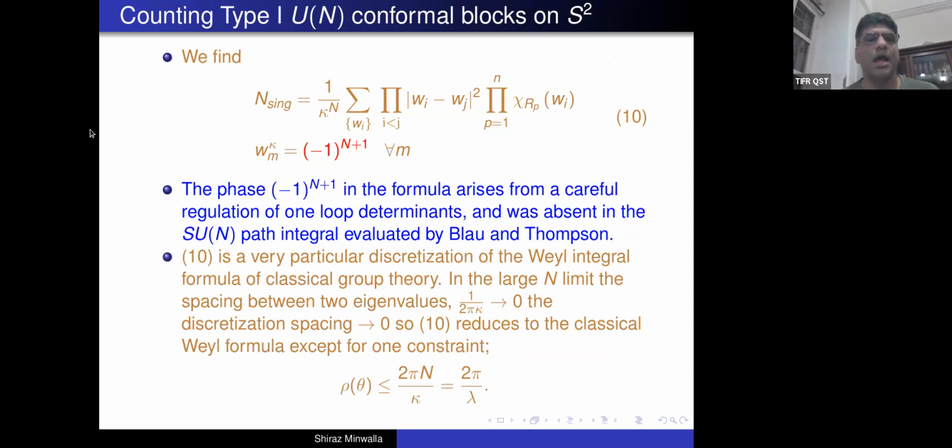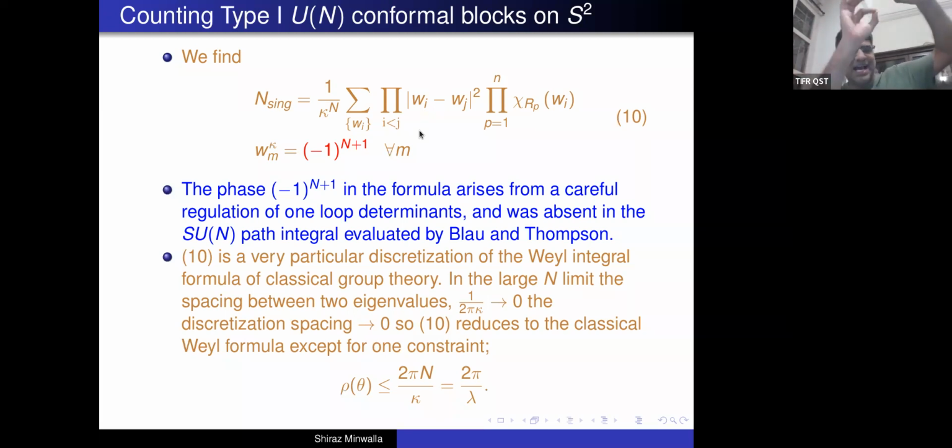So the answer turns out to be as follows. The number of singlets, the dimension of the space of conformal blocks, is given by 1 over kappa to the power n times this factor, which is like a Vandermonde of the complex numbers, which are just phases actually in our situation, omega i and omega j. So omega i minus omega j, whole thing mod squared, and then a product of these quantities for i less than j. i runs from 1 to n.